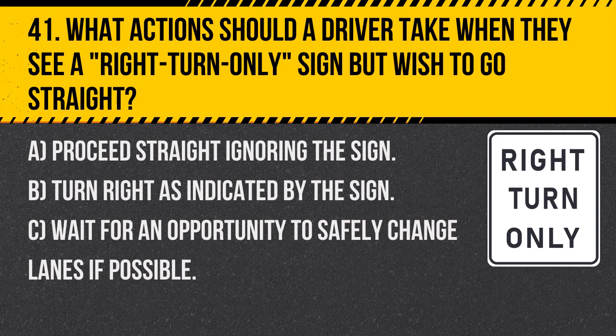Question 41. What actions should a driver take when they see a right turn only sign but wish to go straight? A. Proceed straight ignoring the sign. B. Turn right as indicated by the sign. C. Wait for an opportunity to safely change lanes if possible.